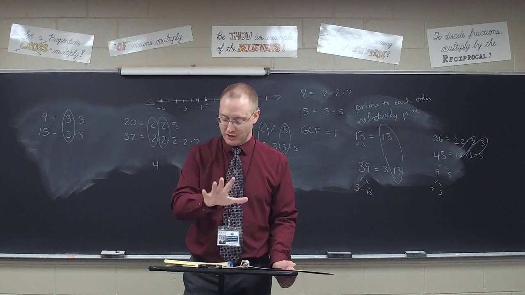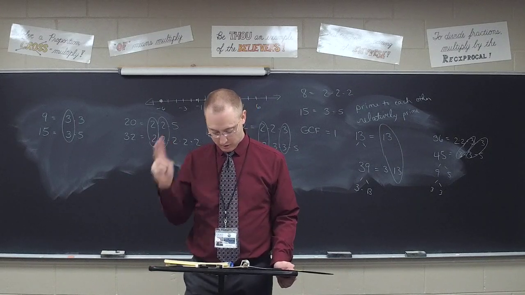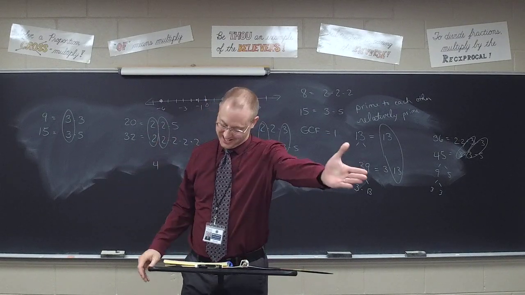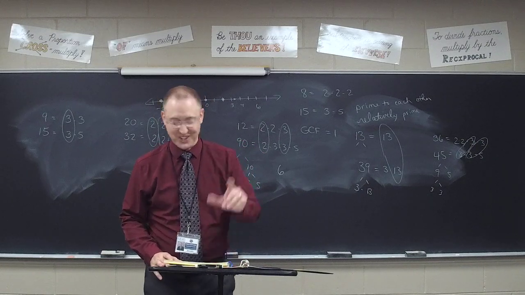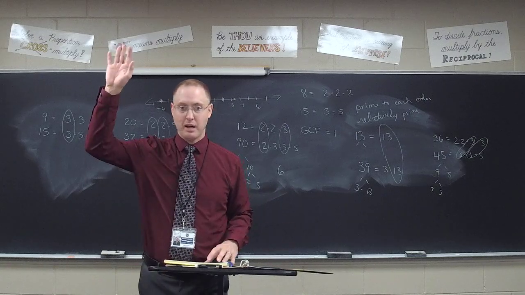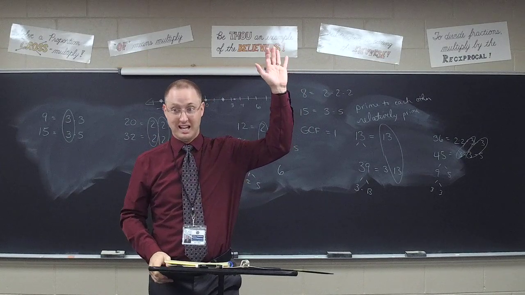200. No, not the answer yet. Just the expanded form. 3 times 3 times 3 times 3 times 3. Good. And then the answer is? 243. 243 is correct. Good. Any questions on the 1 through 9 at the bottom? Anyone perfect on 1 through 9 at the bottom?